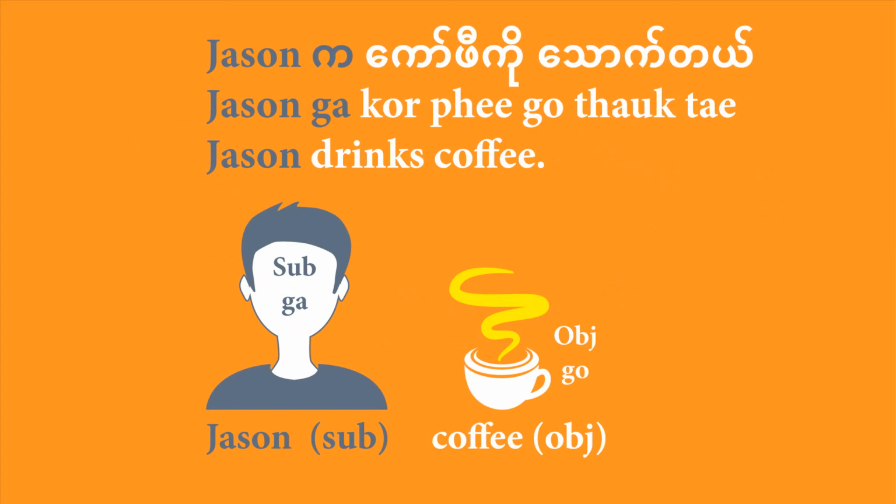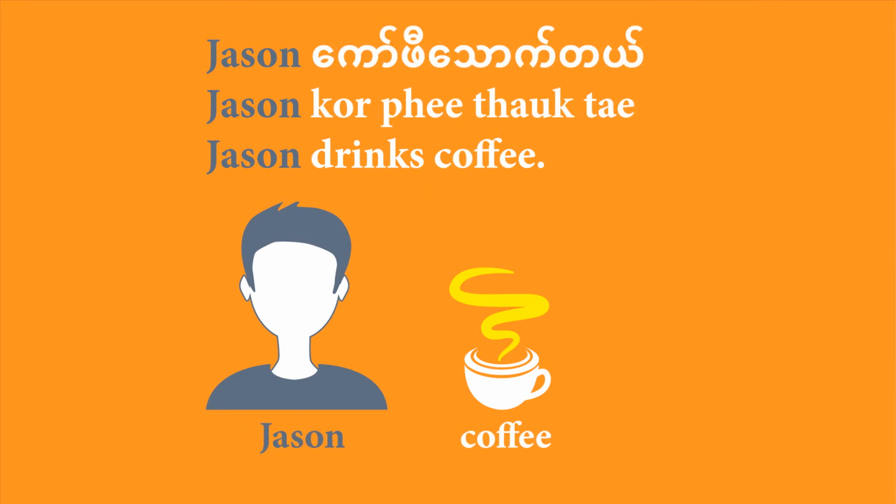So following the rules you have learned, you might be inclined to say Jason ga coffee go thauk. Well, except in this situation, native Burmese speakers don't usually use subject and object tags. That is because common sense is enough to make it clear that Jason is the one drinking coffee. There's no way the coffee can drink Jason. Unless, of course, it's some kind of strange horror movie that involves a coffee monster that can swallow up people. So, in this situation, actually, Jason coffee thauk is quite enough.